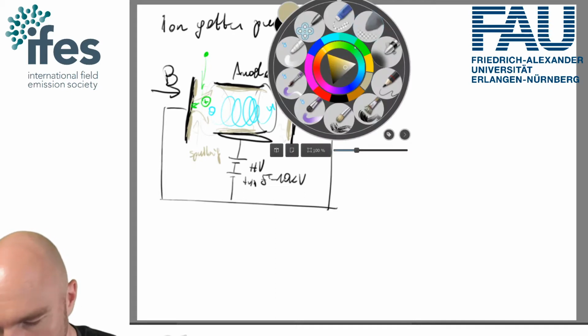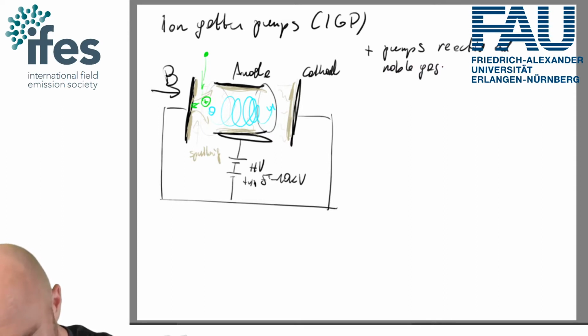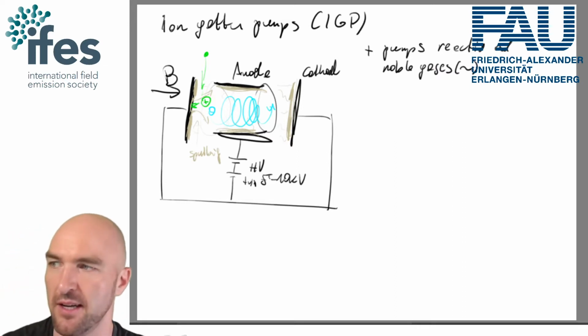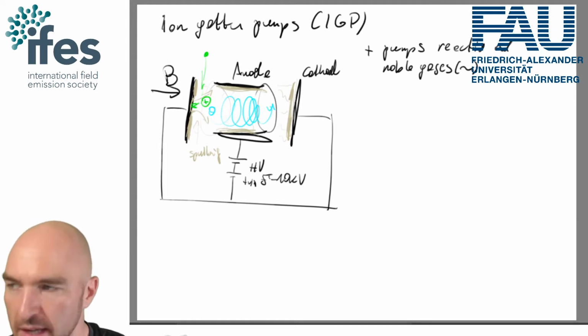And the good thing about this is it pumps reactive gases and noble gases. Even though it's not great at pumping noble gases. A turbomolecular pump is much better at pumping noble gases, but it's okay. It does pump noble gases, and you can get special ion getter pumps that are made for that.